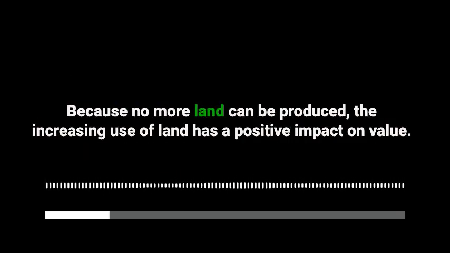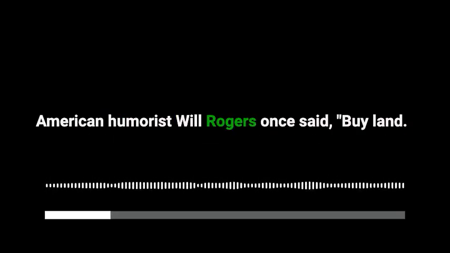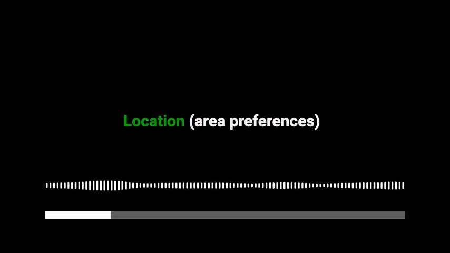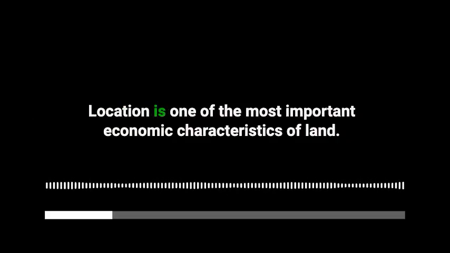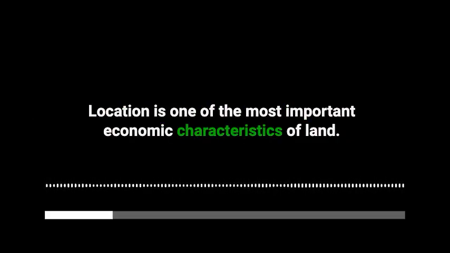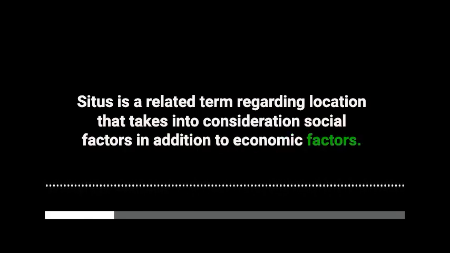Because no more land can be produced, the increasing use of land has a positive impact on value. American humorist Will Rogers once said, "Buy land. They ain't making no more of the stuff." Location. Area preference, sometimes called location, refers to people's choices and tastes regarding a given area. Location is one of the most important economic characteristics of land. Situs is a related term regarding location that takes into consideration social factors in addition to economic factors.